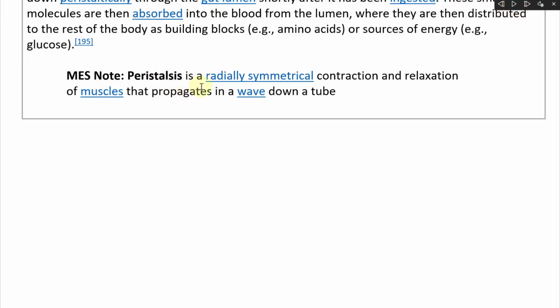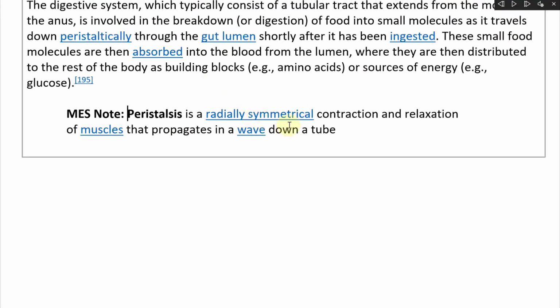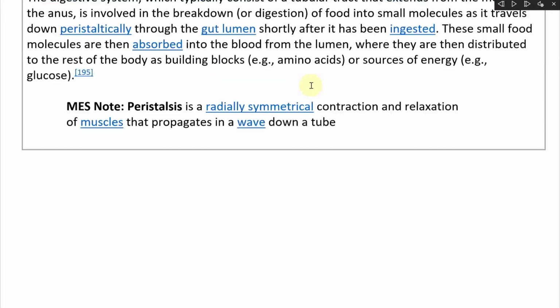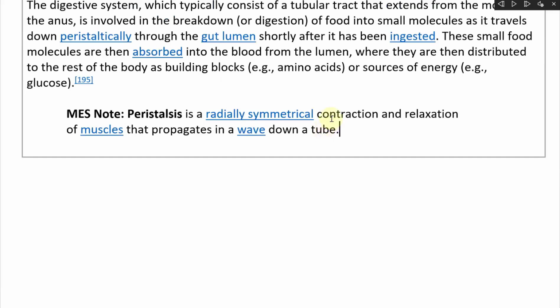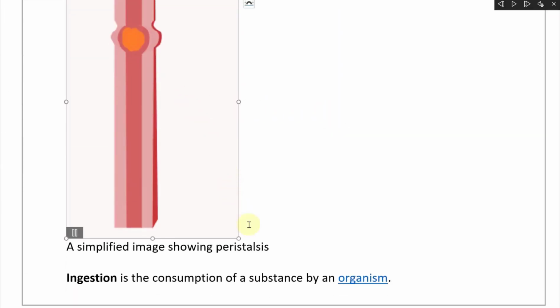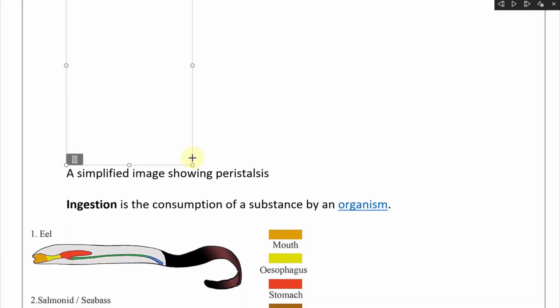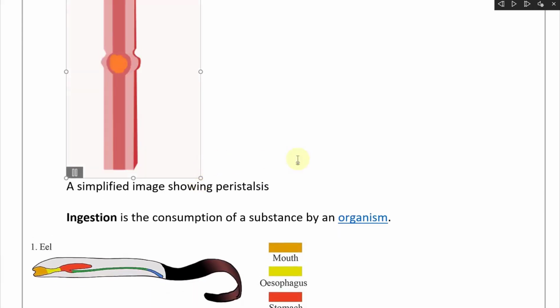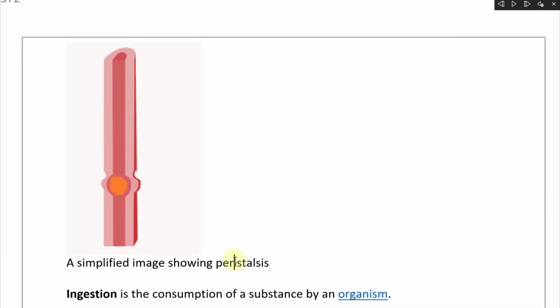Peristalsis is a radially symmetric contraction and relaxation of muscles that propagates in a wave down a tube. That's very interesting. Let's see how this looks. So here's peristalsis right here. Let's make it smaller. All right, a simplified image showing peristalsis.